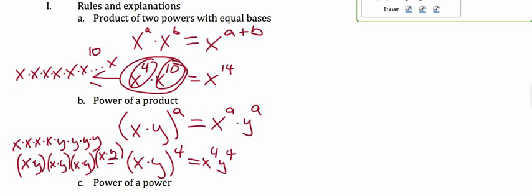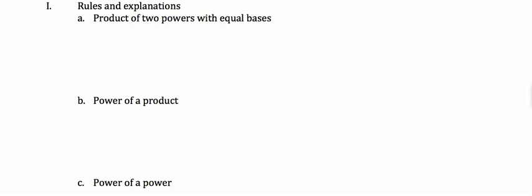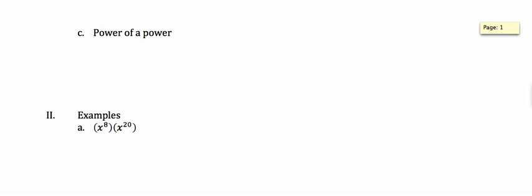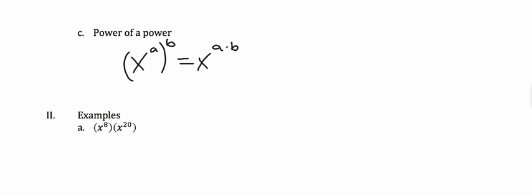Okay, the last rule is the power of a power rule. So it's what happens when you have a double exponent kind of situation. Okay, so that rule reads x to the a to the b power is equal to x to the a times b. A specific example would be x to the second to the fourth is equal to x to the 8th. You multiply exponents when you have a power to a power. Okay?